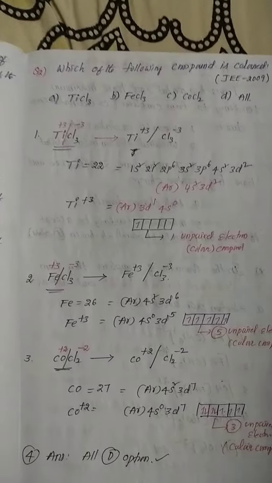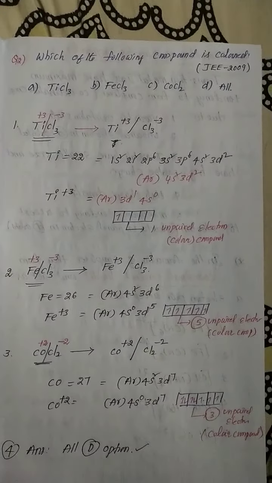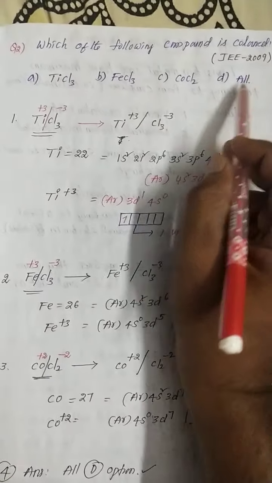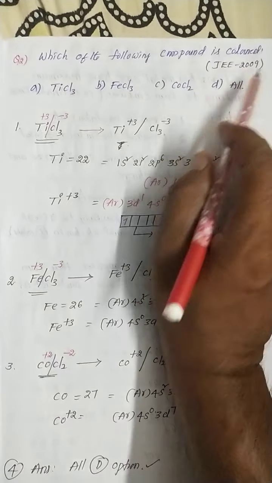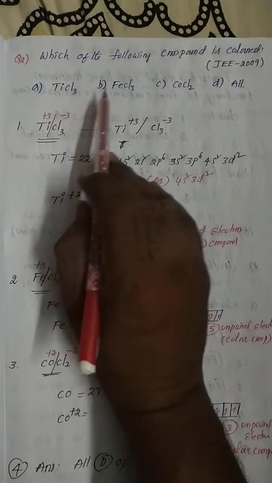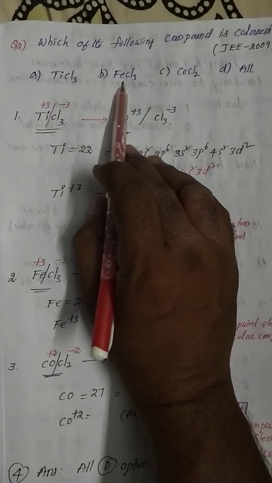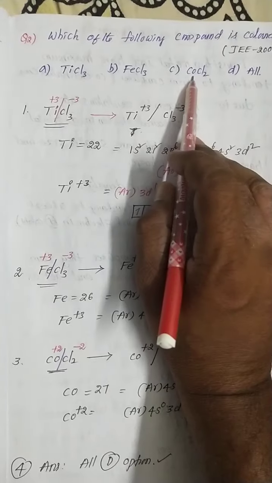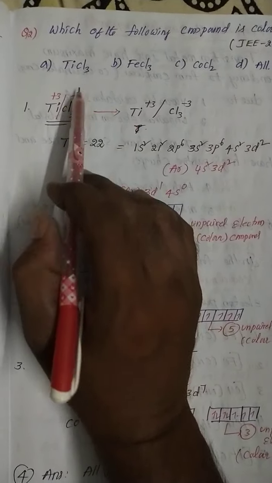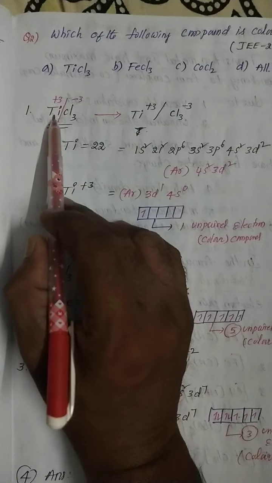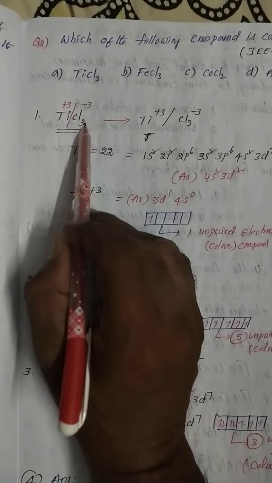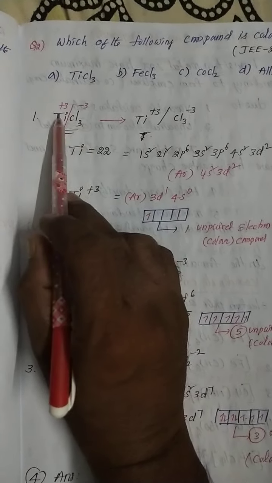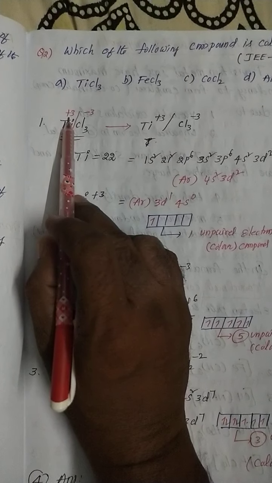And one more question, my dear students. See here, which of the following compounds is colored? JEE 2009 question. Titanium tetrachloride, ferric trichloride or FeCl3, COCl2, all. So now we will check it out. How to check? Titanium tetrachloride, TiCl3: each chlorine requires 1 electron. So -3 means here +3. So titanium shows +3.